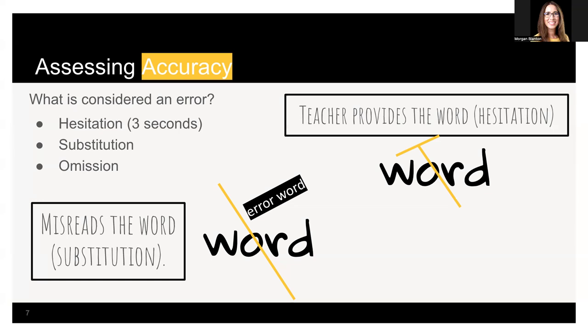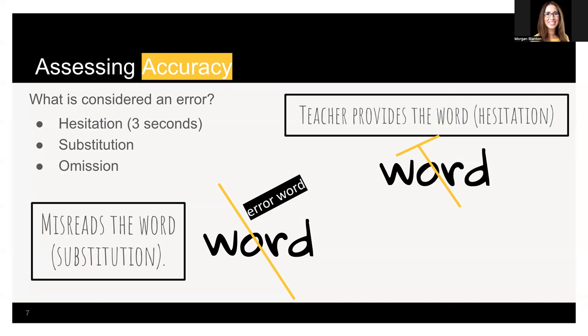Substitution is the next kind. That's when a student misreads the word. Maybe the word is mom and they say mother, or the reverse. Or the word is there and they say three. That happens a lot. So if they did not read the word that was there, it is an error.